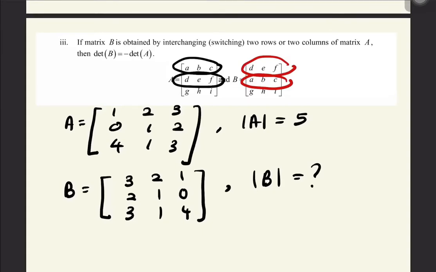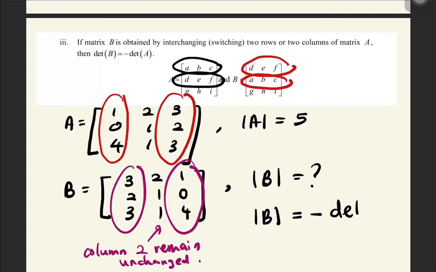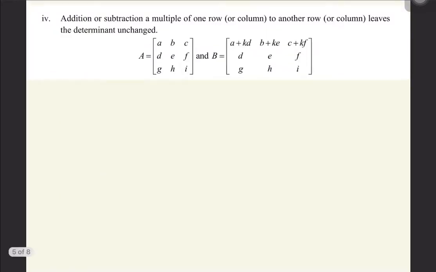Okay, so as you can see here, we will interchange column 1 with column 3. Okay. So column 2 remains unchanged. What is the determinant of matrix B? So you can simply get the determinant of matrix B is equal to negative determinant of matrix A, which is equal to negative 5. The next property: addition or subtraction of a multiple of one row to another row leaves the determinant unchanged.